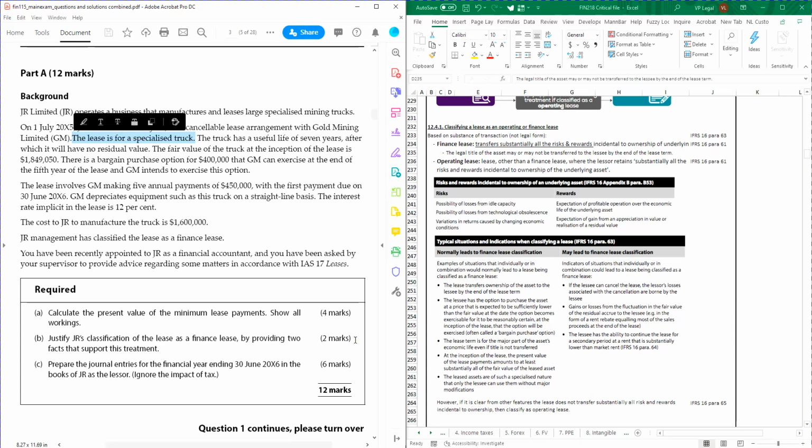And it's 2 marks, right? So you only need 2 answers. So that's one thing. Now what else could we do? We could also do the fact that the lease has a bargain purchase, which is in the question. We could say the fact that the lease is non-cancelable, which we mentioned over here.